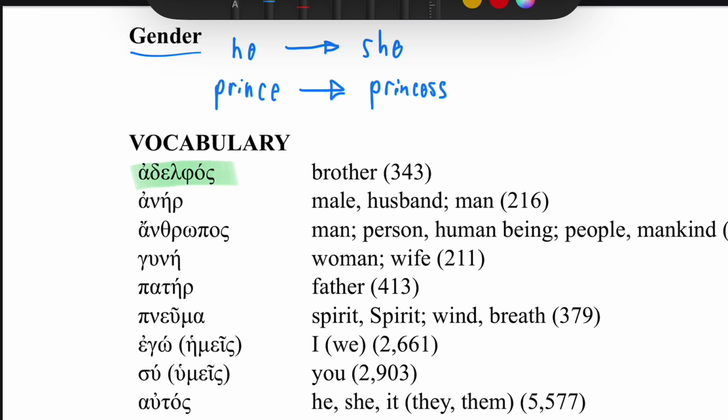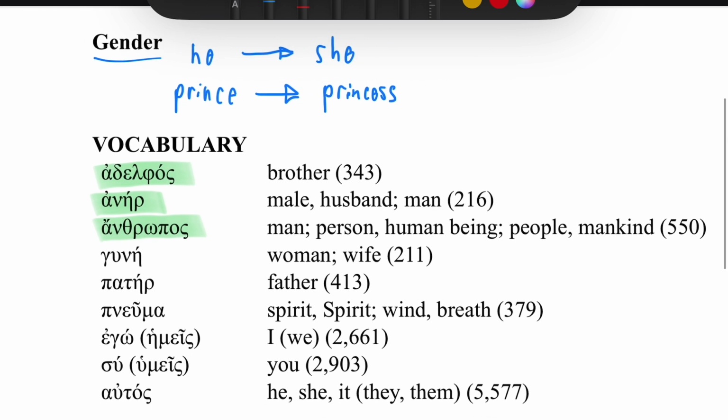First we have adelphos, which means brother. Aner, which means male, husband, man. Anthropos, which means man, person, human being, or if it's plural, note the colon here that we're talking about a slightly different meaning, that would be people or mankind. Gune would be woman or wife. Pater would be father. Pneuma would be spirit, capital S, spirit.